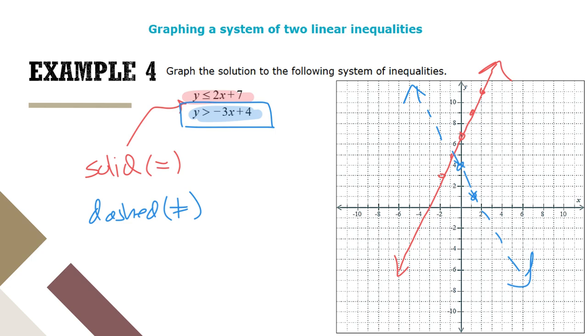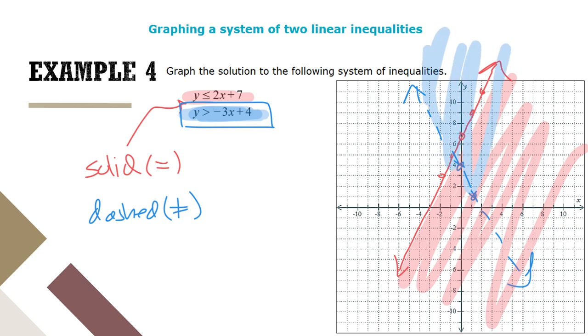Let's do an actual shading marker. So it's going to be all shaded over here for that red one. Now for the blue one, y is greater than the blue line, meaning above the blue line. So it's everything above the blue line. Now the question is, where do those two cross? Well, it's not going to be over here.